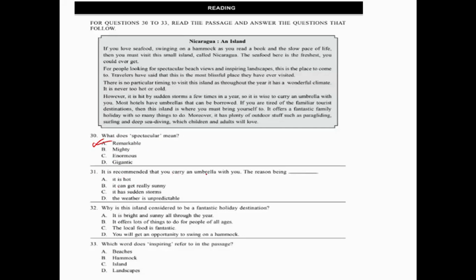It is recommended that you carry an umbrella with you. The reason being, what is the reason? Because it has sudden storms. Okay, so option C is our correct answer. Why is this island considered to be a fantastic holiday destination? Because it offers a lot of things to do for people of all ages. So it is considered a fantastic holiday destination.